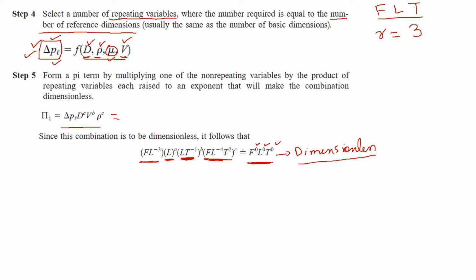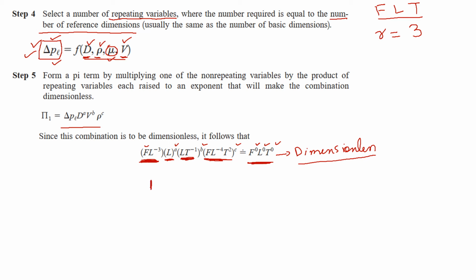So how are we going to do that? We are going to find the values of A, B and C now. And how are we going to do that? We are going to take each reference dimension and add their powers. So here in pressure drop per unit length, what is the power or the exponent of force? It is 1.